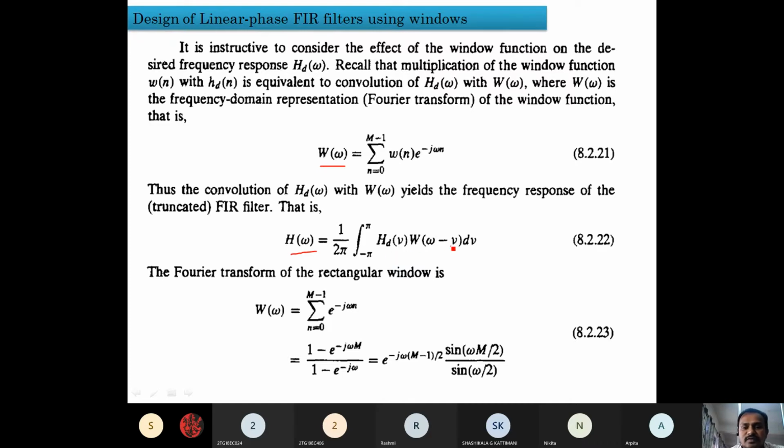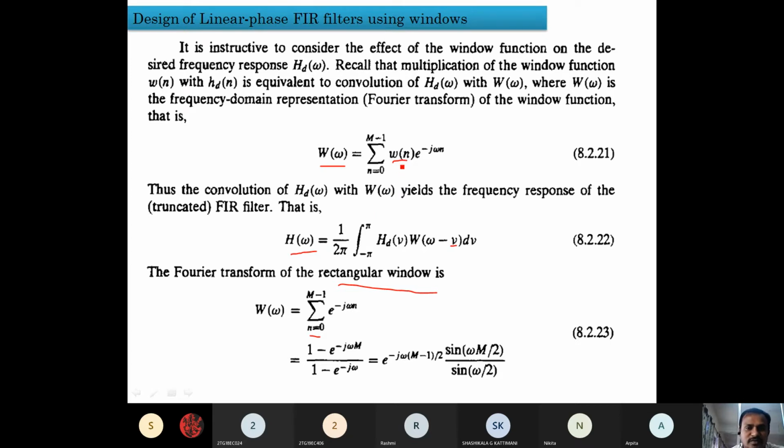For the convolution, the number of shifts, the number of samples we need to consider, is v samples. The Fourier transform of the rectangular window is given by capital W of omega equals the summation for n equal to 0 to m minus 1 of e to the power minus j omega n, because in this duration, n from 0 to m minus 1, w of n is replaced with the value 1. Outside that limit it is 0.